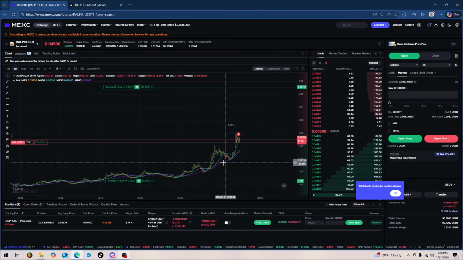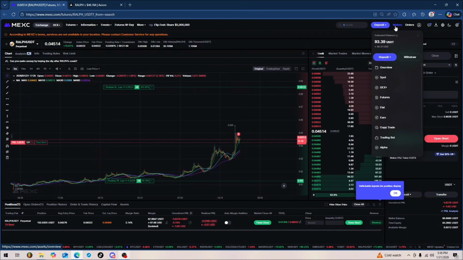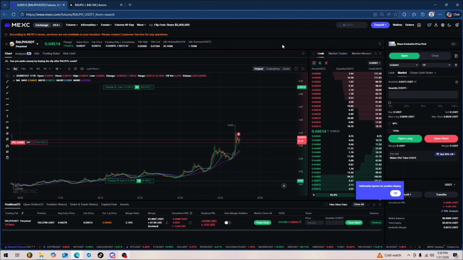Okay, so as you guys can see here, I am on MEXC. I'm going to have the link in the description, and I have my first trade open. I just funded my account with $100, and I have this first trade open on Ralph. So we have a position for 100 USDT open on Ralph. As you can see, we are currently down 5 USD.